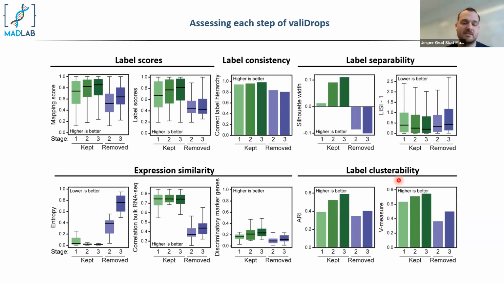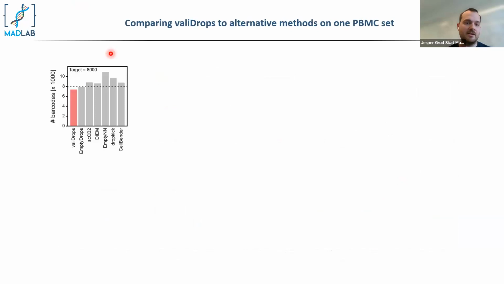So the next question is then to compare valiDrops to alternative methods. And we did that starting with just one data set. Staying in the PBMC world here, we took a data set again from 10x Genomics, which was expected to contain 8,000 barcodes or cells. And here we find that all methods except Dropkick and MTNN find approximately 8,000 barcodes. Our tool is the most stringent one, finding approximately 7,200 cells in this data set.